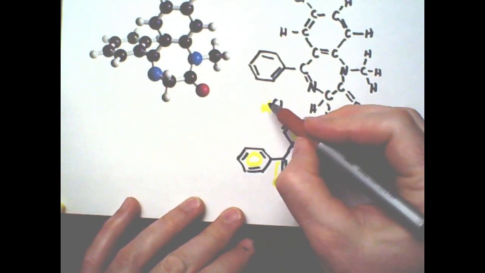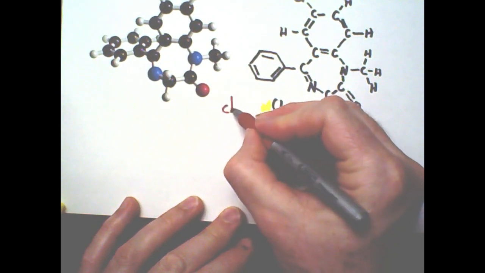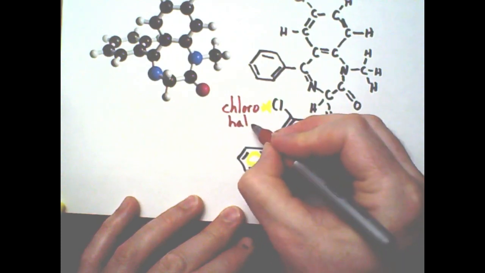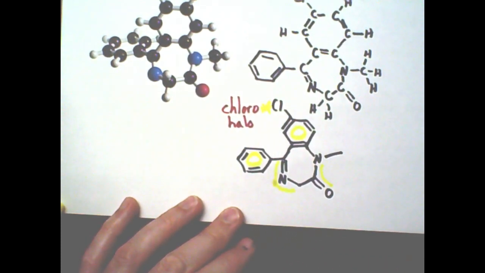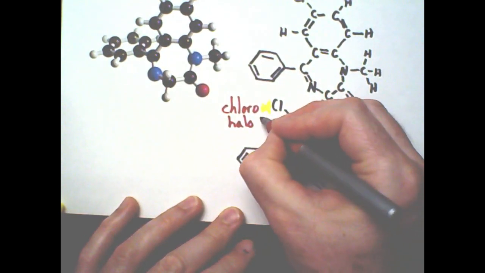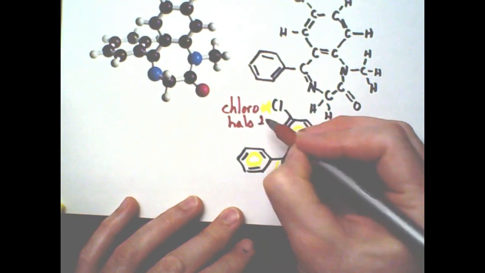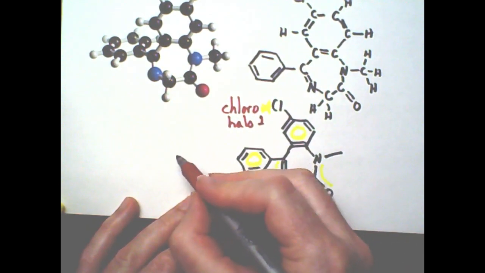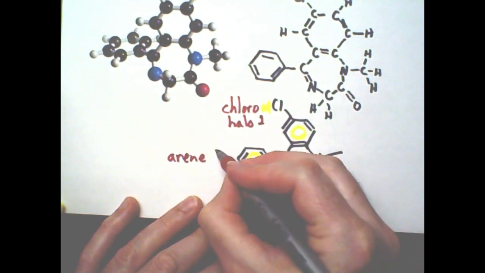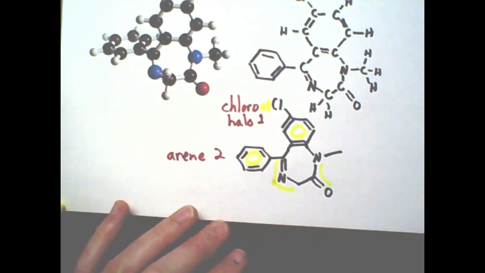So these are the things we need to look at and identify. Chlorine gives you a chloro group or a halo group. More generically, we've got one of those. We've got 2 benzene rings, so we've got arenes, 2 of them.